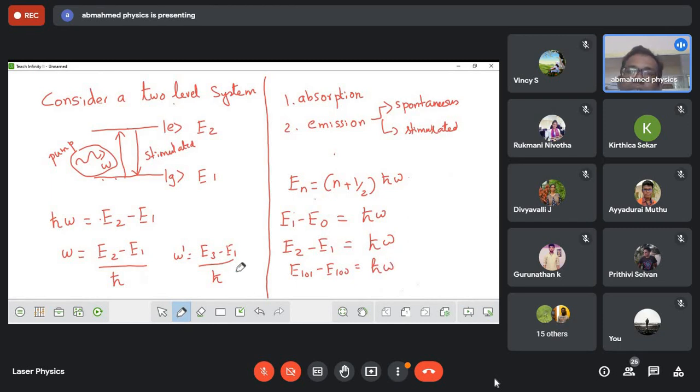So this is a very specific system. What is the specific system then? It is that equally spaced levels are there in the harmonic oscillator. When you do quantum mechanics, you will realize that the energy levels are equally spaced. So it's like a ladder.